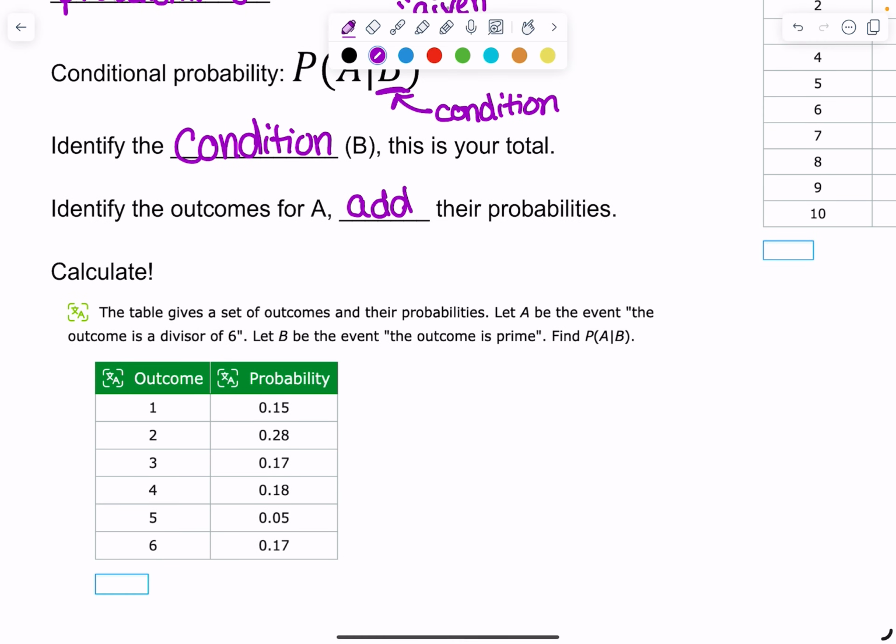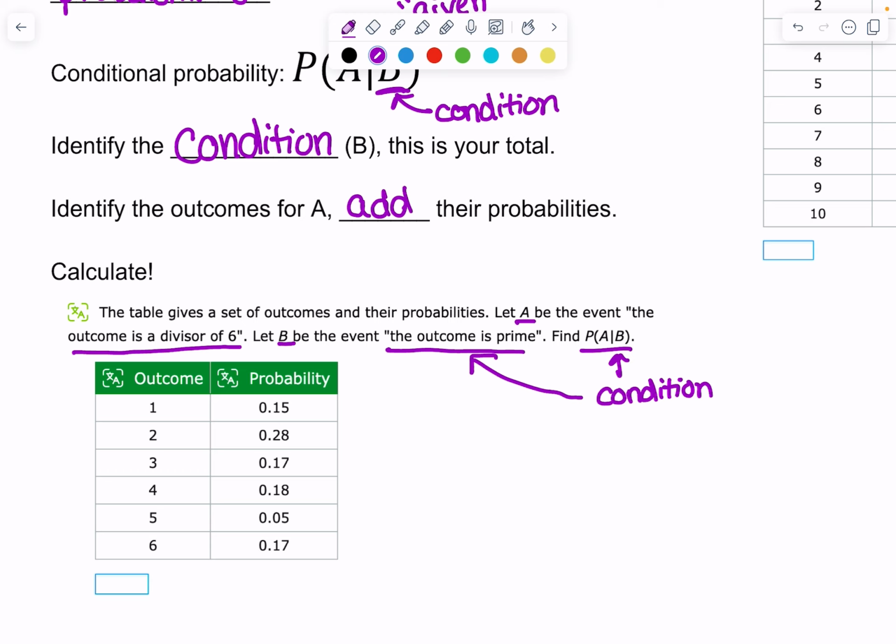The table gives a set of outcomes and their probabilities. Let A be the event, the outcome is a divisor of 6, and B be the event, the outcome is prime. Find the probability of A given B. So B is our condition. What that means here is that the outcome is prime must be true. So we can cross off any of these outcomes that are not prime. So 6 is not prime, 4 is not prime, and don't forget this one, 1 is not prime.